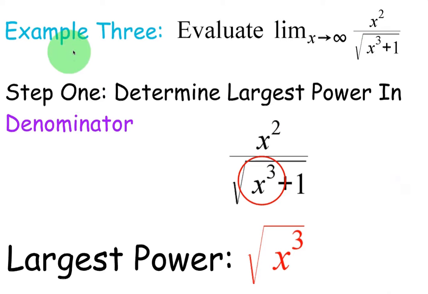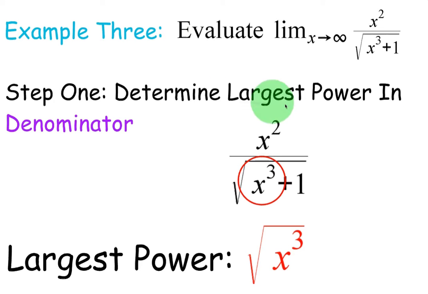For our next example, we're going to be going back to positive infinity. We're going to evaluate the limit as x approaches infinity of x squared over the square root of x cubed plus 1. So the bottom looks a little weird here because there's a square root. That's okay. We can write this as a power eventually, and we can solve this just like any fraction. Okay, so let's go ahead and do that.